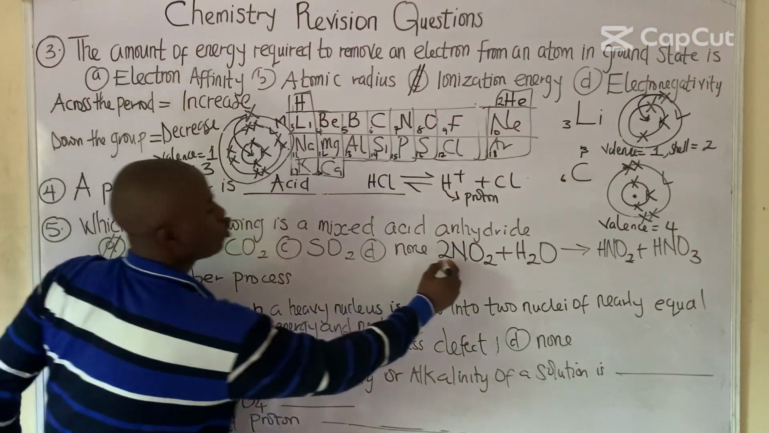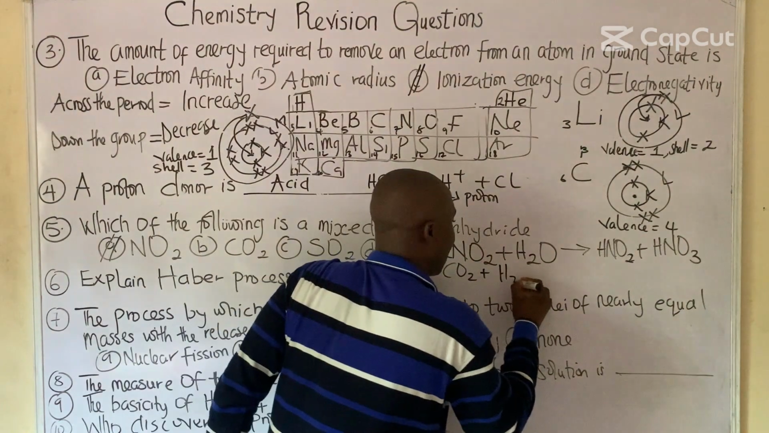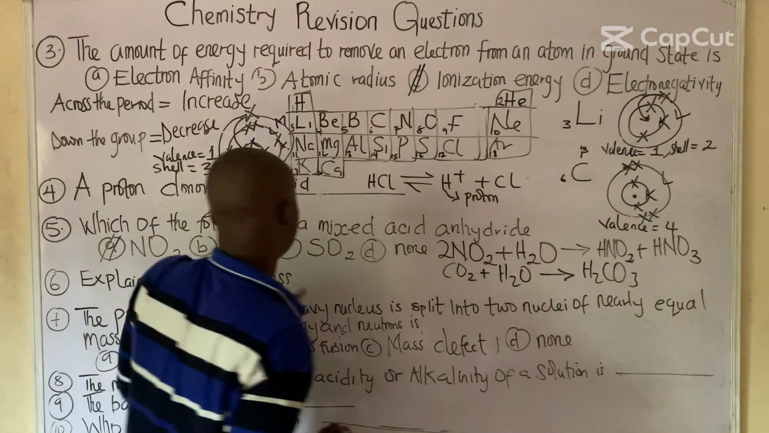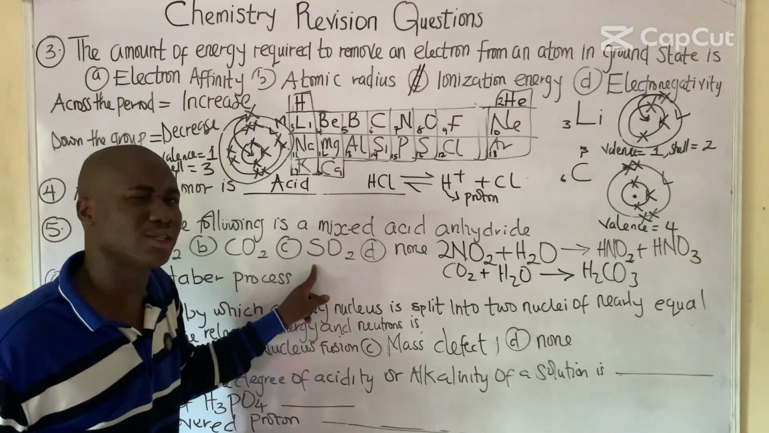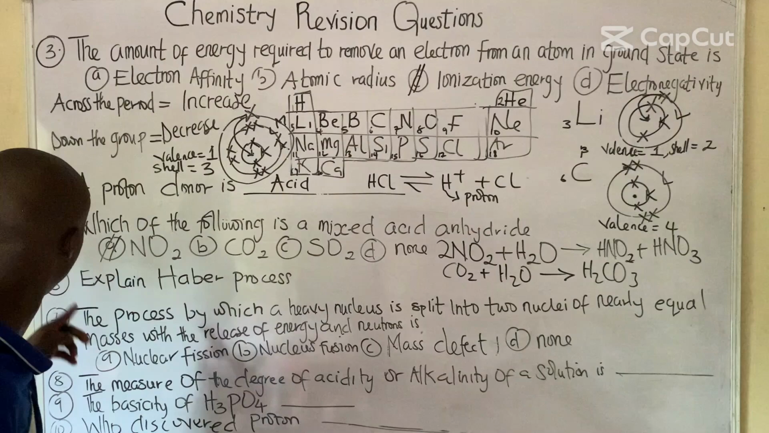Actually, when we take CO2 and react it with water, we'll basically get just one acid, which is carbonic acid, and it's a weak acid, H2CO3. The same applies, we'll get H2SO3. Okay, so that's it. So question 5 is option A.